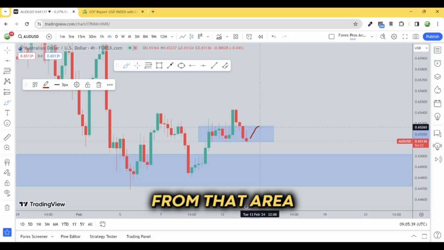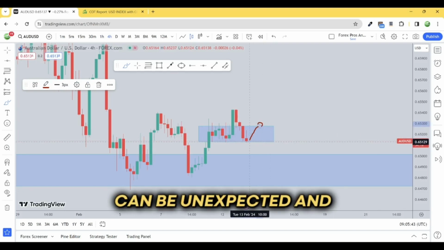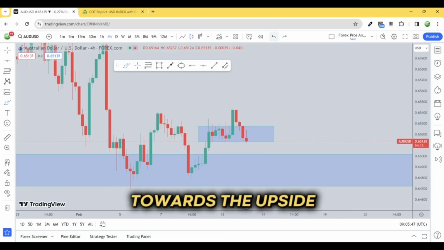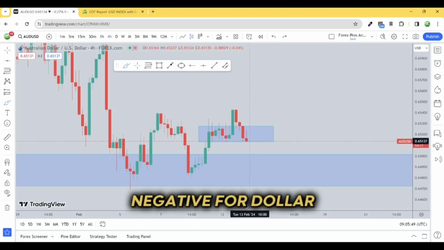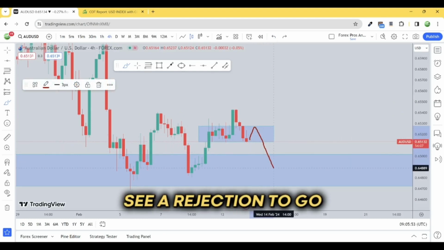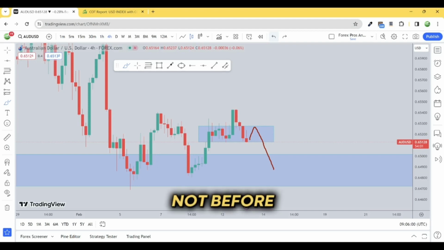From that area, watch whether the market is not moving towards the upside, because CPI can be unexpected and the market could start moving all the way towards the upside. But if the data comes negative for the dollar, AUDUSD might go up, and then you might see a rejection coming all the way down. So this could be a good entry point, but enter after the CPI, not before it.